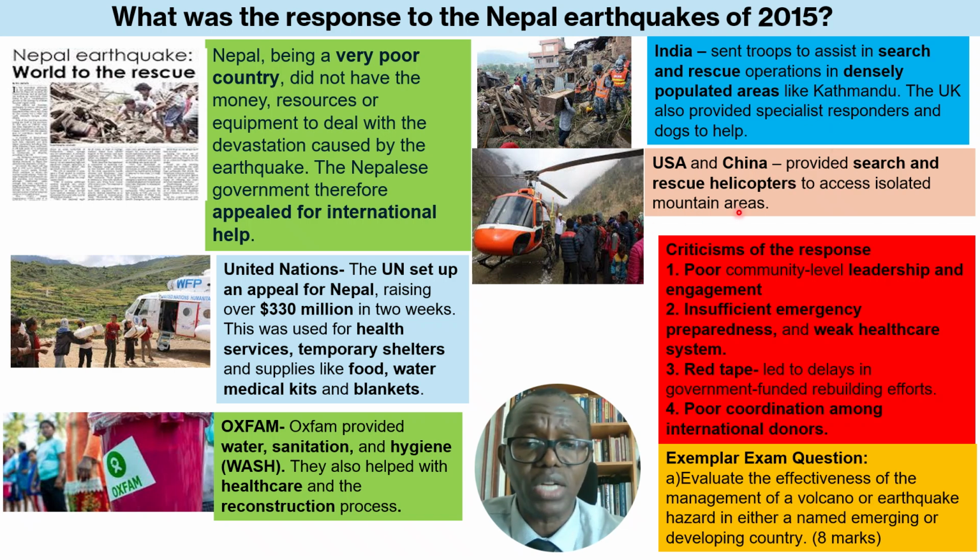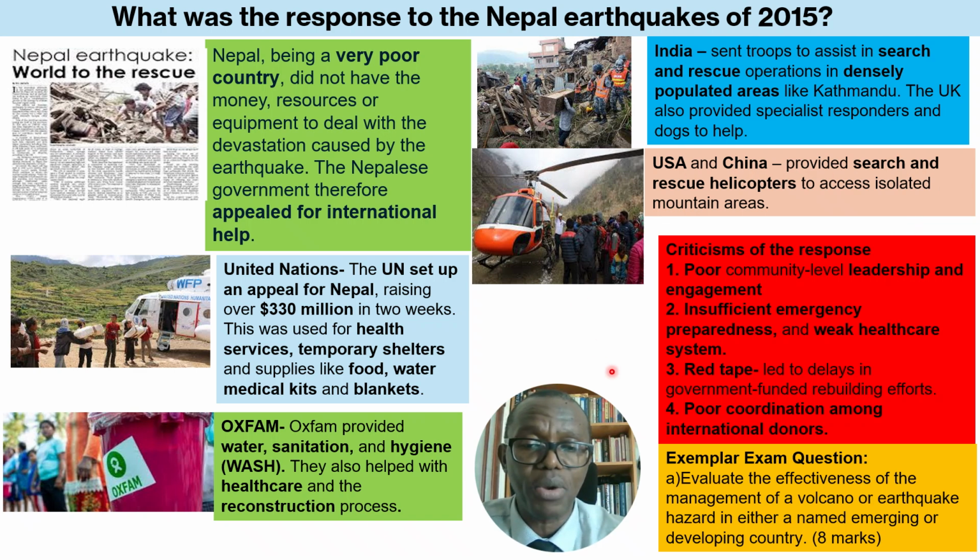Then we also have two other countries that helped, and that was the USA and China. So these two countries here provided search and rescue helicopters to access isolated mountain areas. Now, you remember earlier in the video, we had talked about the fact that in those mountainous areas, there were likely to be landslides and avalanches caused by the earthquake or triggered by the earthquake. So such remote areas are difficult to reach by road, and therefore it was important to have these search and rescue helicopters to access those isolated areas and to reach those people.